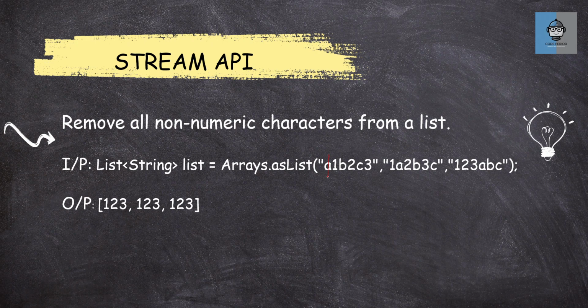So in the first one we see A should not be there, B should not be there, C should not be there, only 1 2 3 should be returned. Similarly for the other one, A should not be there, B should not be there, C should not be there, 1 2 3, and similarly for this one. Okay, so let's go to this.